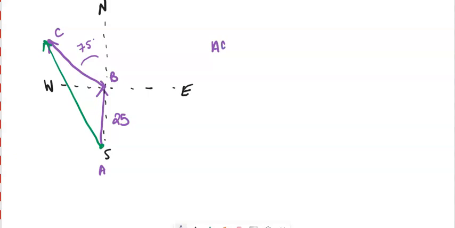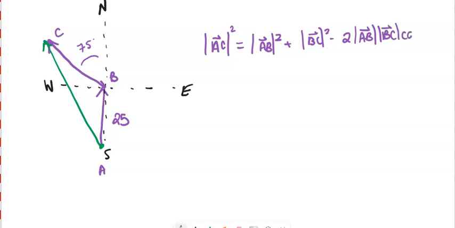So we can say that the magnitude of AC, we're just going to use cosine law, is equal to the magnitude of AB squared plus BC squared minus 2 times the magnitude of AB times the magnitude of BC cos theta. AB is 25 kilometers, then 45 kilometers northwest, and then I have to minus 2 times 25 times 45 times cos of theta.